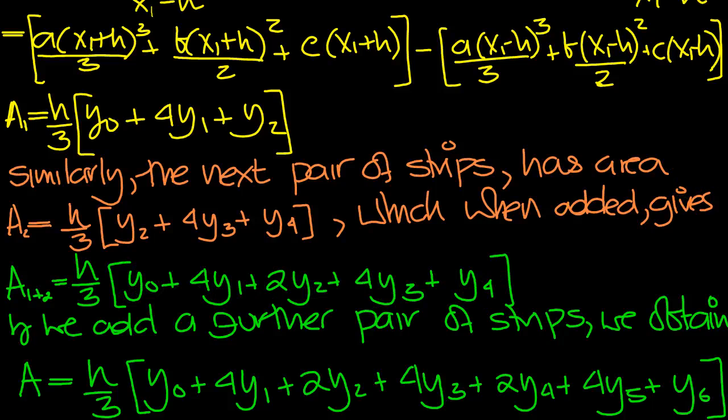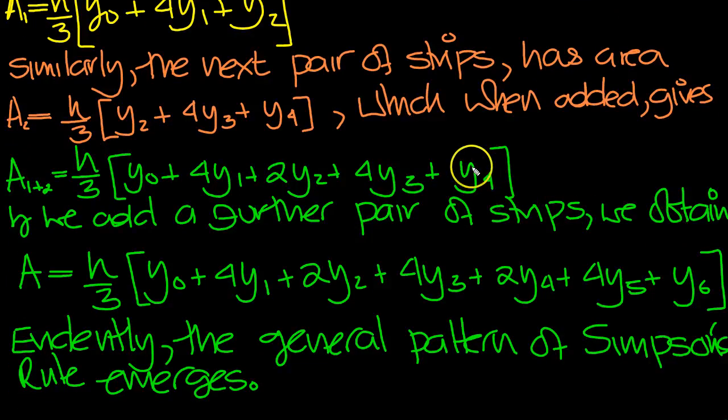So we've got 4 strips. Now if we added on another pair of strips, you can see that you'll get 2 of these, 2 y4s again, 4 y5s, and 1 y6, as I've put here. Just add 1 there. The 1 gets added on to this y4, and you get this arrangement here. So you can see now evidently the general pattern of Simpson's rule emerges, because here we've got the first and the last added, 2 times all the evens in between, and 4 times all the odds. And you can continue that same pattern, and it just continues in the same way. So that's Simpson's rule then.